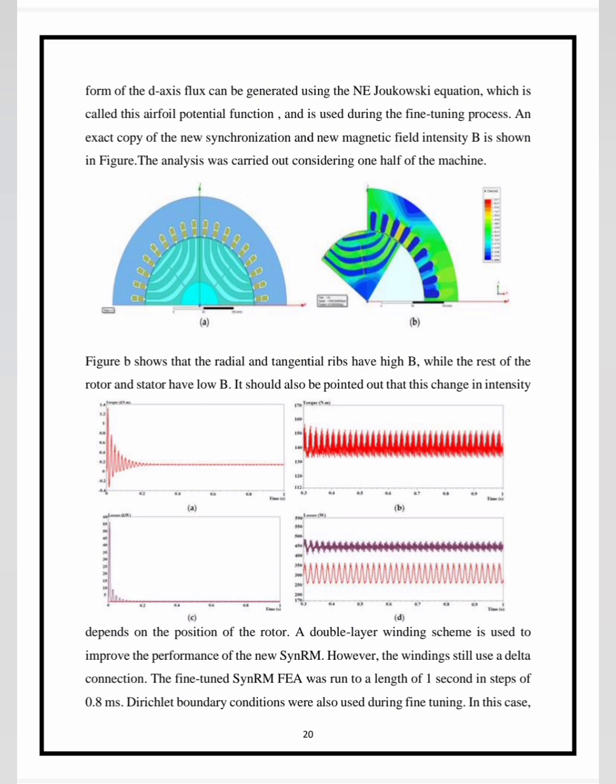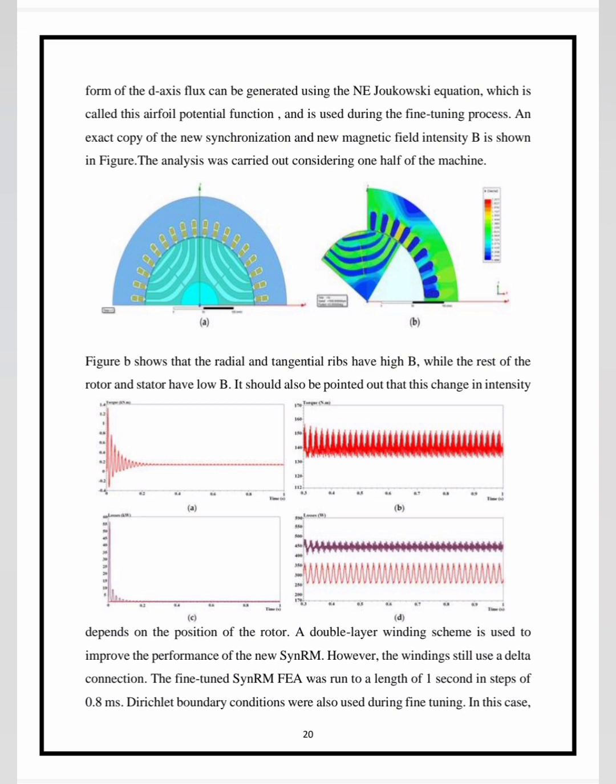An exact copy of the new synchronization and the new magnetic field intensity B is shown in the figure. The analysis was carried out considering just one half of the machine, and we can see that figure B shows that the radial and tangential ribs have high B. High B means high magnetic field intensity, while the rest of the rotor and stator have low magnetic field intensity. It should also be pointed out that this change in intensity depends on the position of the rotor. A double layer winding scheme is used to improve the performance of the new CNRM which has been fabricated. However, the winding still uses the delta connection.